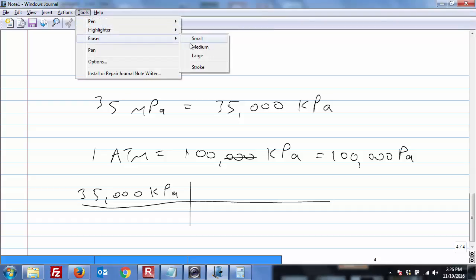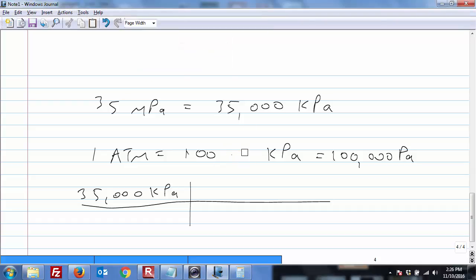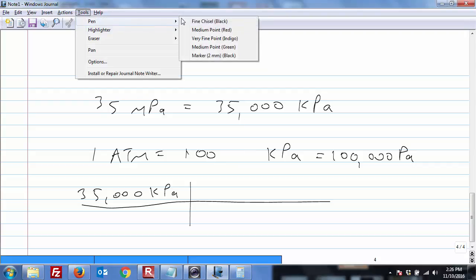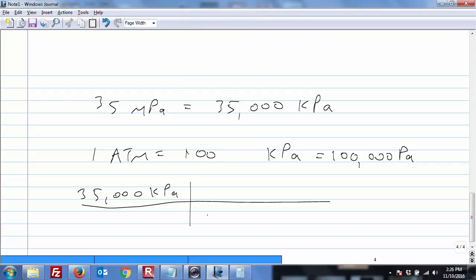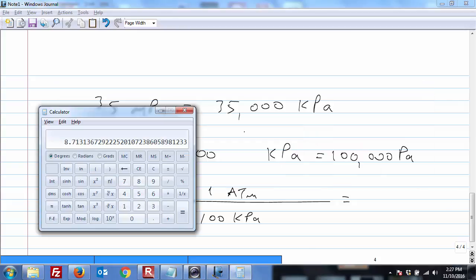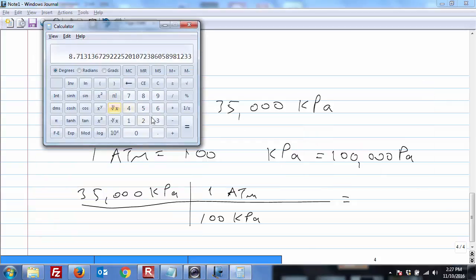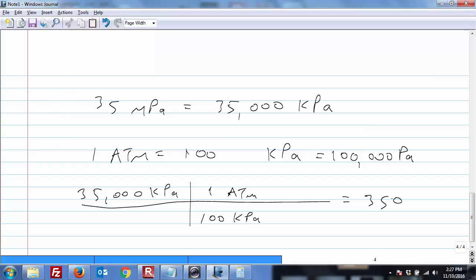Let me just erase that. Tools. Eraser. There we go. So, 100 kPa equals 1 atm, so 35,000 divided by 100 equals 350 atmospheres.